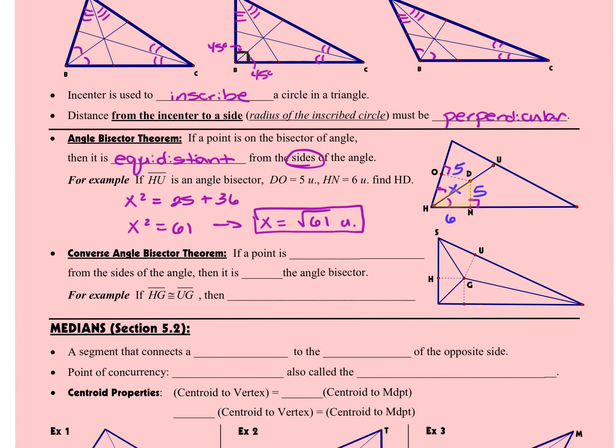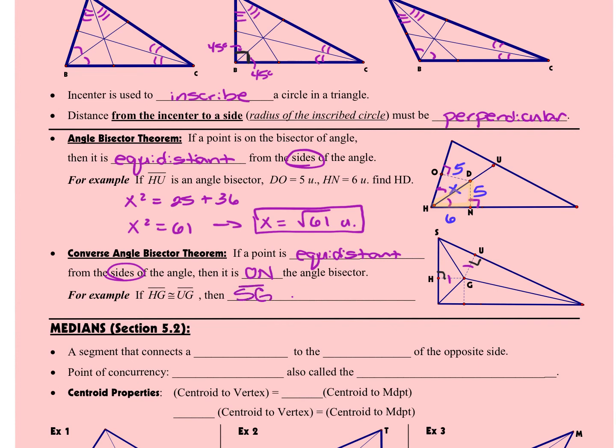Now the converse is also going to be true. So if a point is in fact equidistant from the sides, then it is going to be on the angle bisector. So if I look at this figure and I tell you that HG is congruent to UG, so if these two are congruent, then this would make a nice right angle here and a right angle here, and then that would mean that SG is an angle bisector.